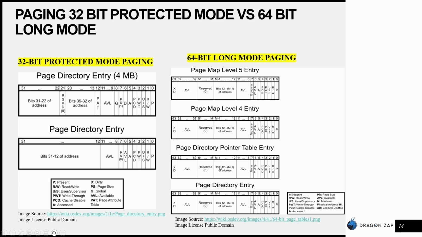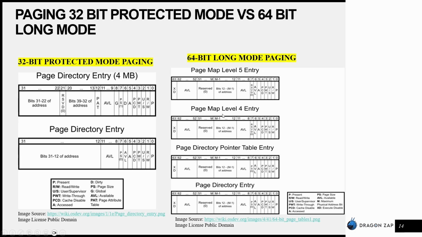Each of those 512 entries can point to a table of 512 page directory pointer table entries. A single entry in there can point to 512 page directory entries. Then each page directory entry will point to 512 page tables, and once again, each page table can point to 512 pages. So that's the main difference.